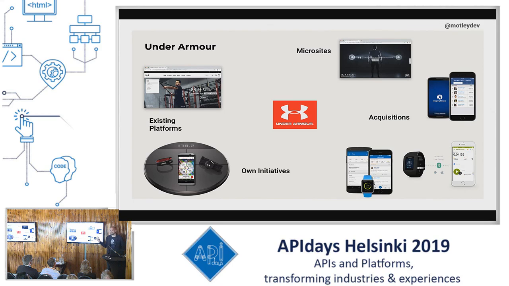Having a centralized content hub for a customer like Under Armour makes a lot of sense, because you're able to then pipe in the data you're getting from your acquisitions, you're able to power your own initiatives, and you're able to rapidly iterate on microsites using new tools like Gatsby or whatever else to create very compelling experiences for your customers. Nike is actually doing exactly that, but they use a competitor of ours, so I'm not going to mention them out loud.